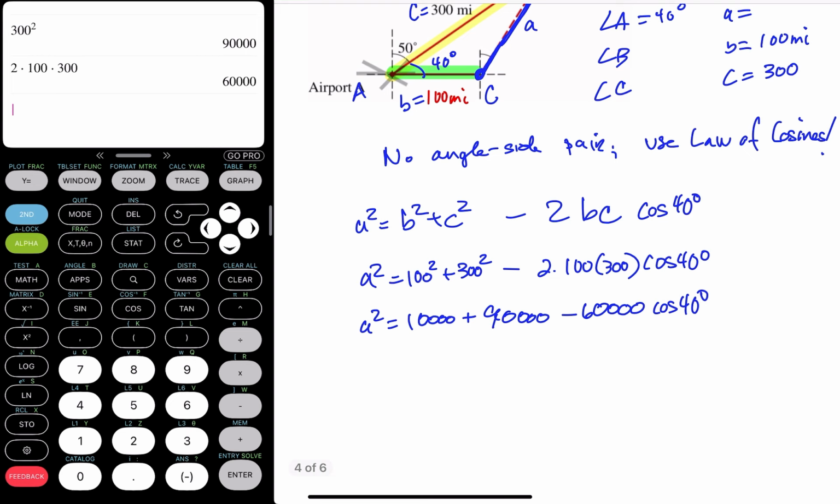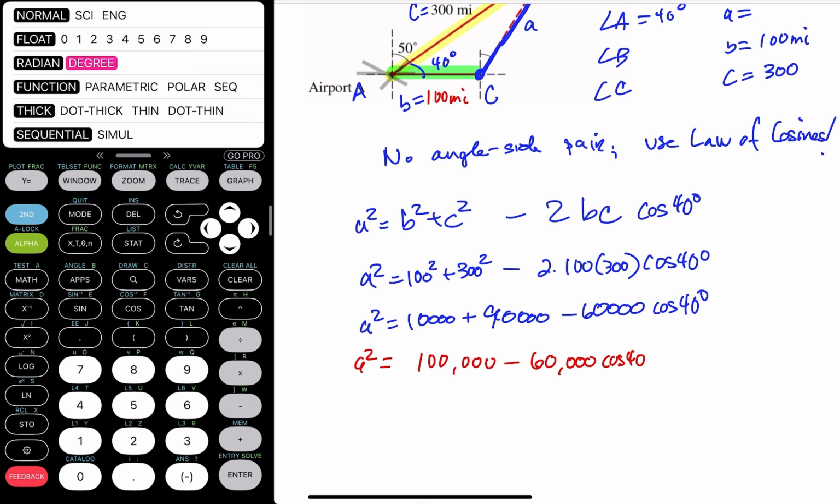So now I start combining things. When I add these two together, that's 90,000 plus 10,000 is 100,000 minus 60,000 cosine of 40 is equal to A squared. So I guess I take 100, 1, 2, 3, minus 60, 1, 2, 3, times the cosine. Let me go back to mode. Let me make sure it's in degree mode.